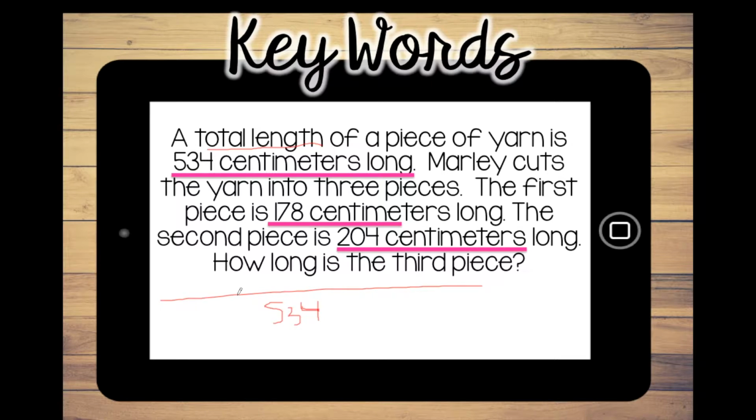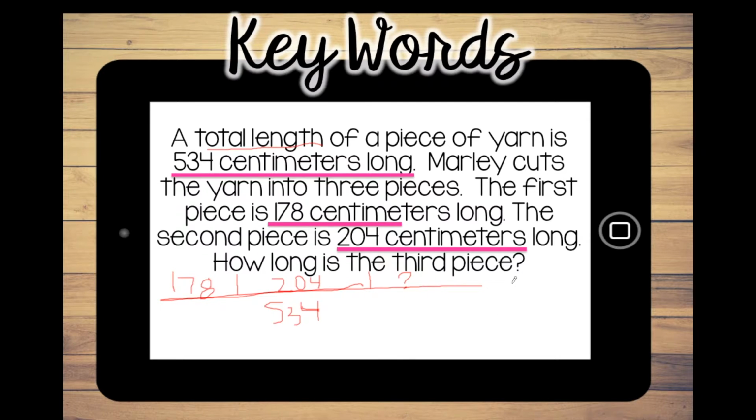Then Marley cuts it into 3. 1, 2, 3. We have 1 piece, 2 pieces, 3 pieces. The first piece is 178 centimeters long. So we have 178 is the first piece. The second piece is 204 centimeters long. We want to know the third piece. How are we going to figure that out? There's a few ways you can do this one. I would first add the first and second piece together to see what I get. So let's get that first.